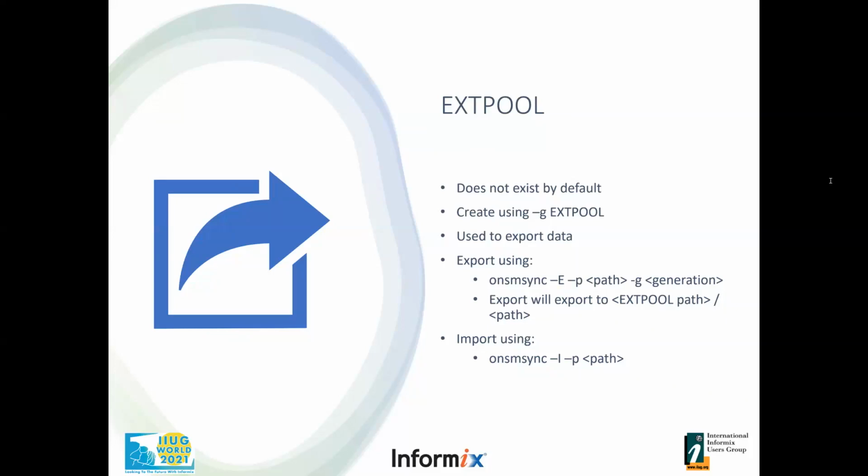And then if you need to import from it, you just do onsmsync with an uppercase I, not an L, it's just the font, and the -D and the path to read from. And it will go ahead and read those objects from the flat files and load them back into the PSM system. The nice thing with the export is that it will write out the files, at least the critical files, into exactly the format they were before. So you can use that if you need to recreate the onconfig, the sqlhosts, etc. It's a real easy way to pull them back out.